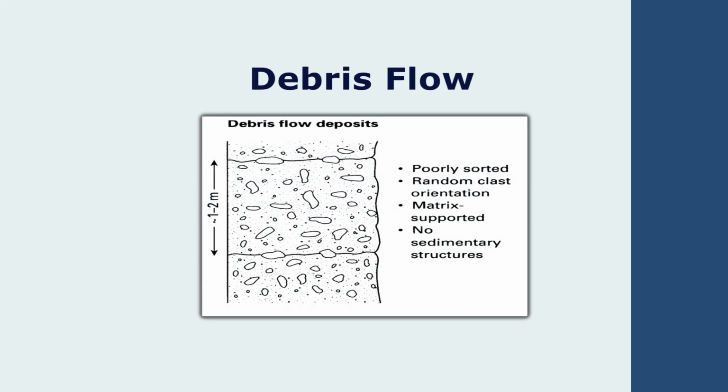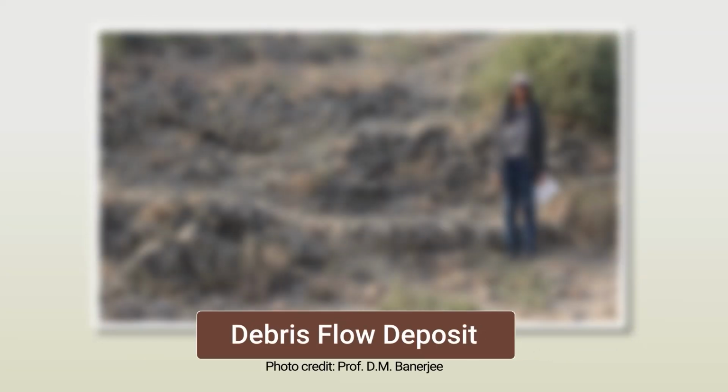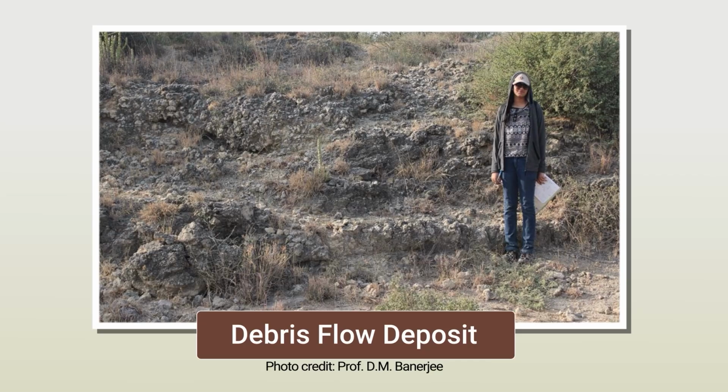Then we come to a debris flow. Debris means that when the river comes down from the mountain, it brings a lot of material with it, and the material starts flowing downward. They are very poorly sorted, randomly oriented grains, and no sedimentary structures form in this. This is an example, a field outcrop of debris flow from somewhere in the Himalayas.